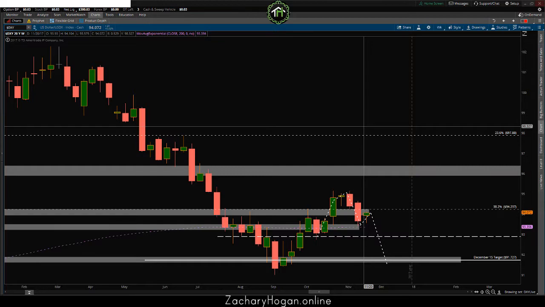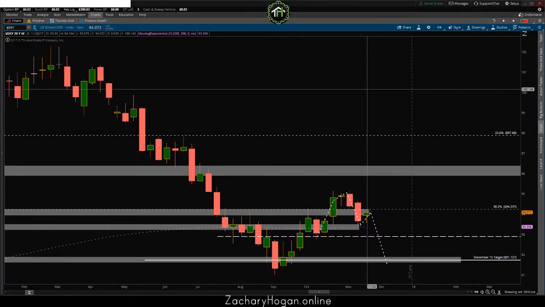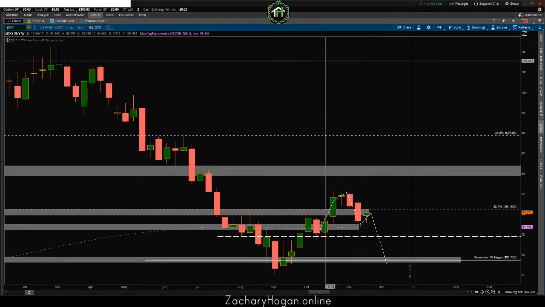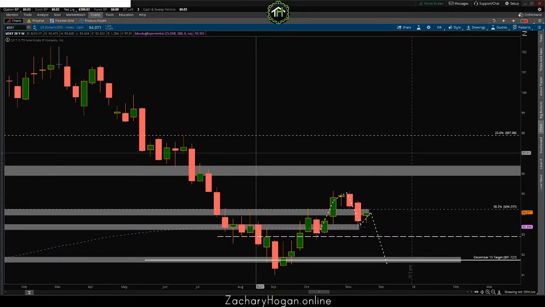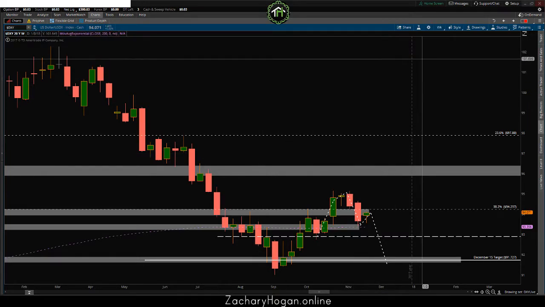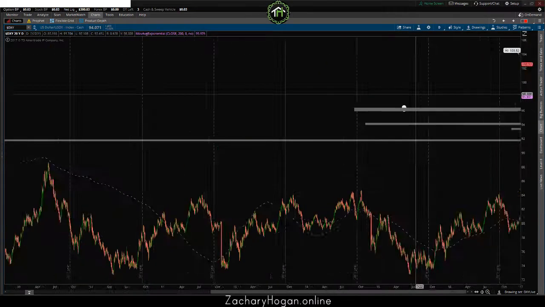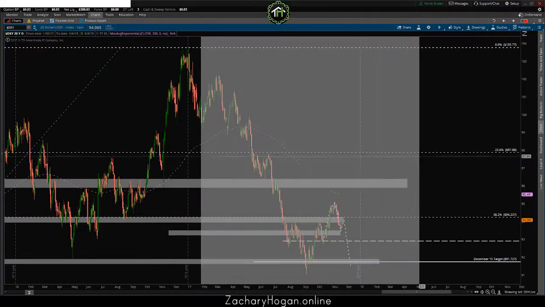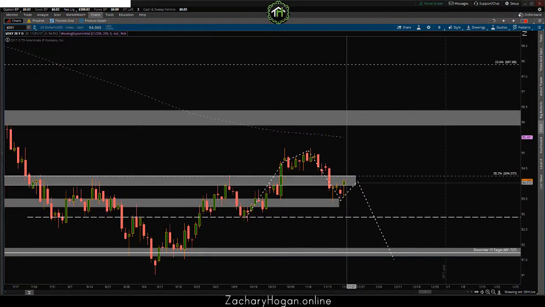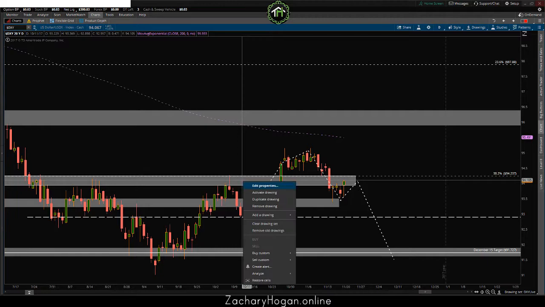This is TD Ameritrade's Think or Swim platform. It looks a little bit different than TradingView. It gives you access to an additional option or two when it comes to your charting. And coming into the daily, we can see that we are trading into this area of demand, or area of supply.